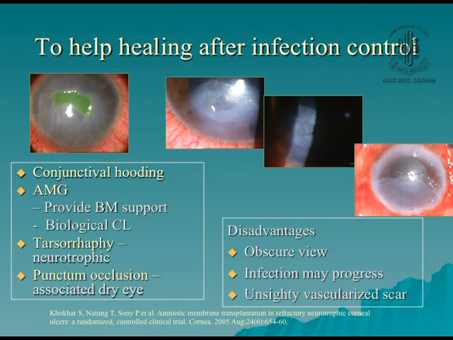But again, it can also obscure the view. So if the infection is not yet controlled well, it can lead on to problem. But if it is controlled, it can lead on to very good healing. And tarsorrhaphy also we have to consider in case of neurotrophic. Again, we have to keep in mind the infection should be controlled before going for this procedure.